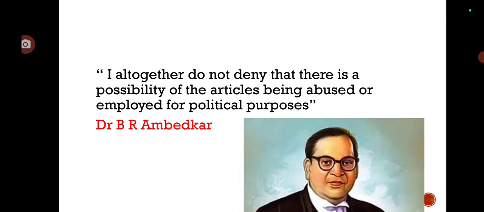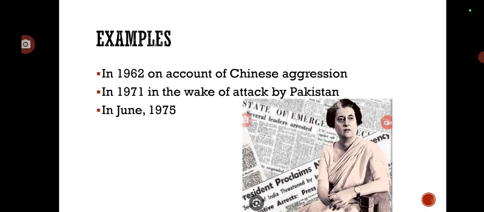Until now, emergency has been declared 3 times in our country since independence. The first one was in 1962 on account of Chinese aggression, and the next one was in 1971 in the wake of the attack by Pakistan. While the second emergency was in place, the third emergency was imposed in June 1975. Both these emergencies were ended in 1977, which is called the dark period of our history.